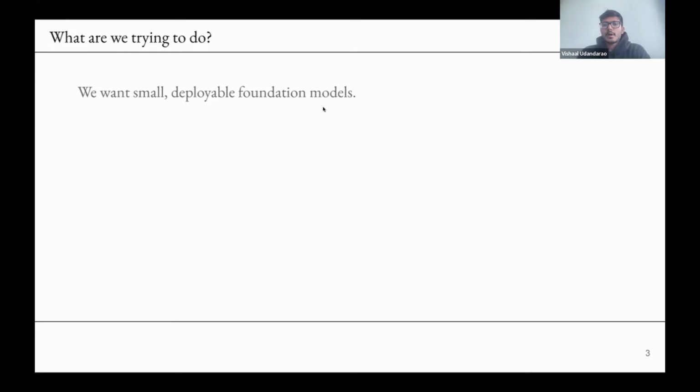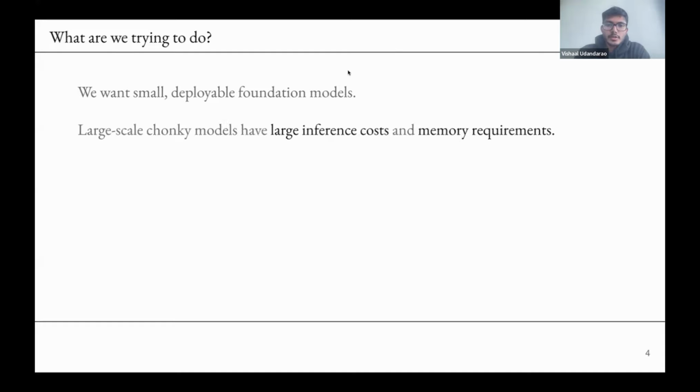So I'll try to zoom out first a little bit and talk about what the high level goal here is. The high level goal is we want small deployable foundation models. All the big tech companies building these large models are amazing. But the problem is if you want these models to be deployed efficiently on your edge devices, those large scale chunky models cannot really do the trick, because they have large inference costs as well as memory requirements. So they're not able to run efficiently on your phones or laptops.